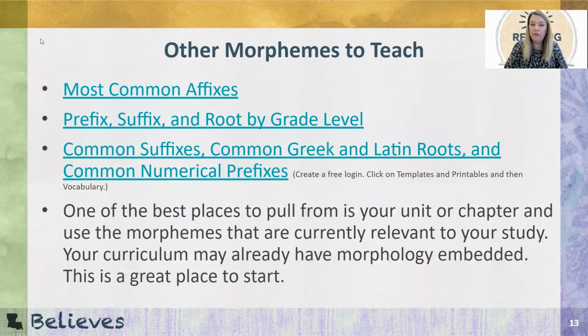Here are some other morphemes to teach. We have the most common affixes first. We have prefix, suffix, and root by grade level, and this is a pretty extensive list by grade level. Once again, though, if your students have never had exposure to morphology or morphemes, you may want to start with some of the earlier grades just to give them an idea of what this looks like. Then you have common suffixes, common Greek and Latin roots, and common numerical prefixes if you're a math teacher.